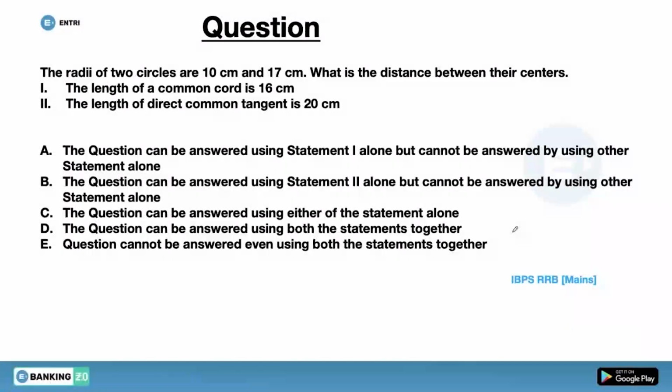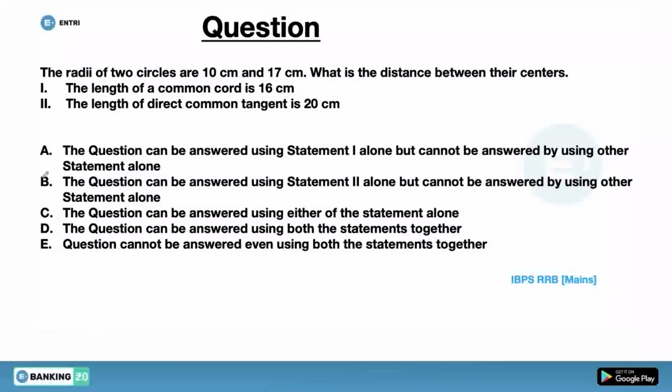The next question is again quite a long one. Do not panic, because these questions are always simple. The radii of two circles are 10 centimeter and 17 centimeter. What is the distance between their centers? The first statement is the length of a common chord is 16 centimeter, and the second statement is the length of the direct common tangent is 20 centimeter. And we have to answer from among these 5 options.